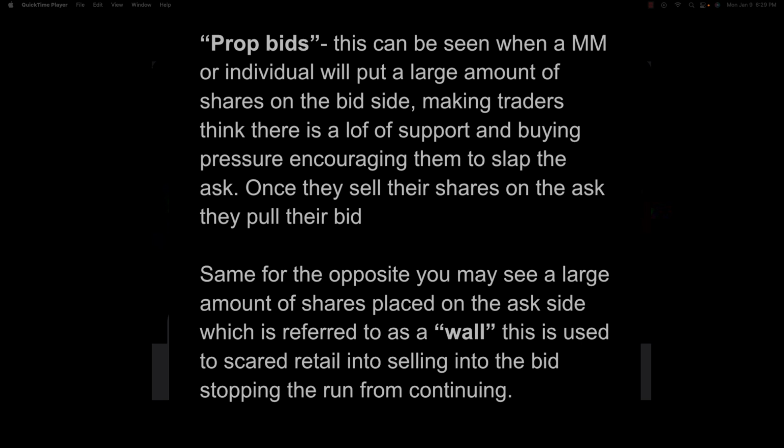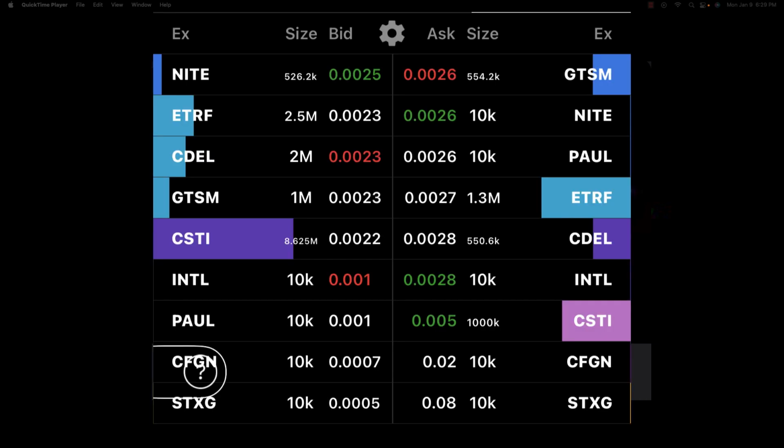Once you see that some of those shares on the ask are being bought up, then you might see that bid be pulled. So that would be known as a prop bid. If you take a look at some of the examples down here, you have 8 million at 22. Most likely that's a pretty high amount on that bid side. It's not a realistic bid. They're trying to encourage people to buy those 26s, 27s, or even bid higher at the 25.